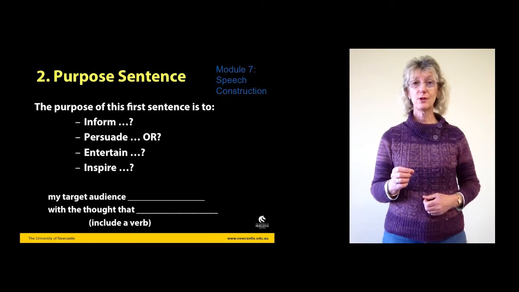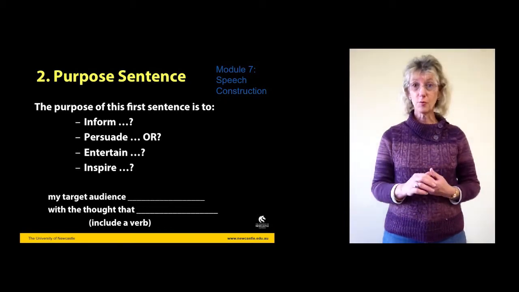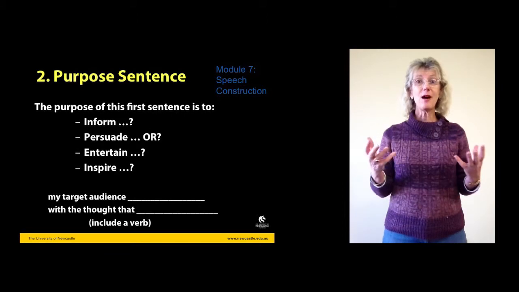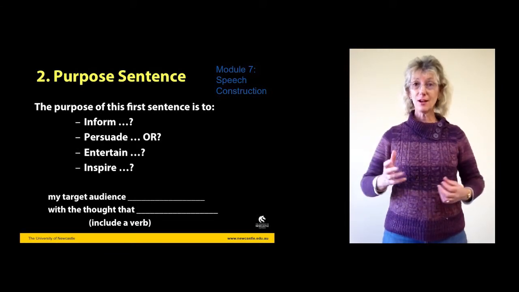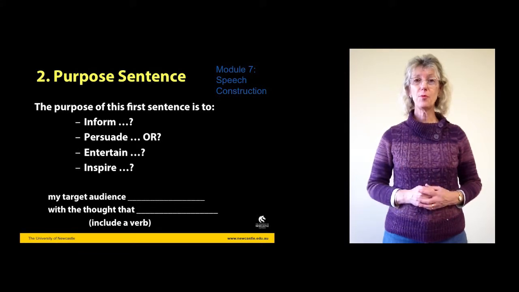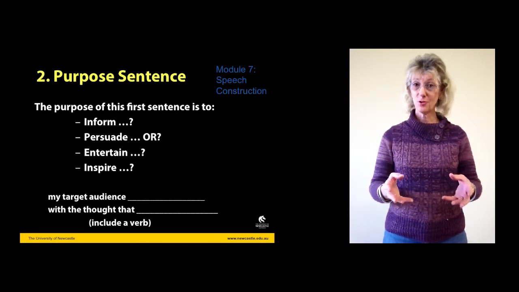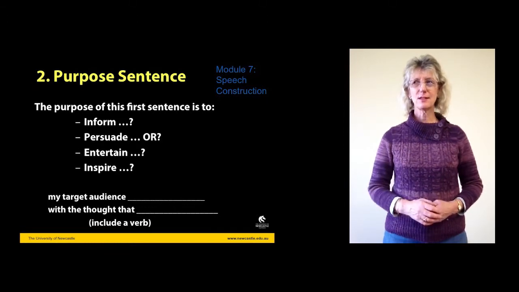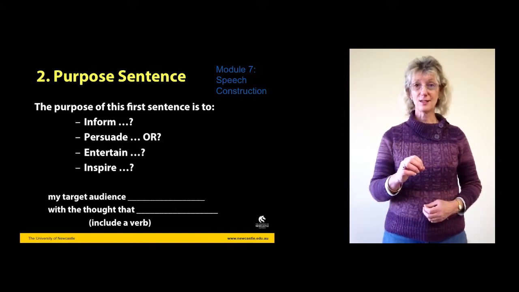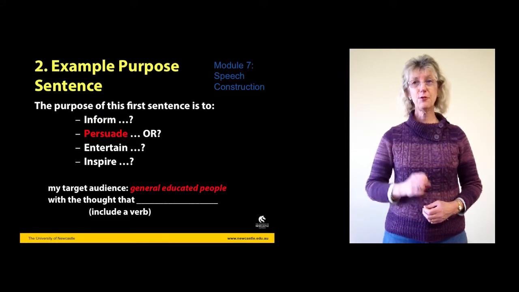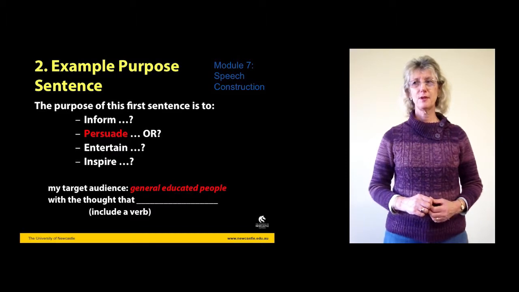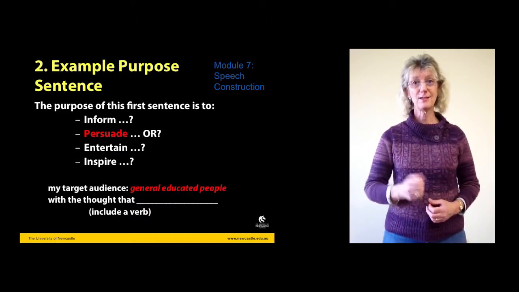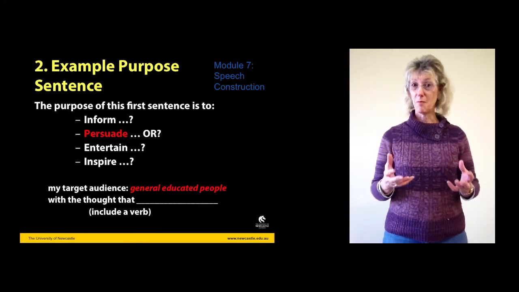Once you know who your target audience is, the next thing you need to do is decide what the purpose of your speech will be. Are you aiming to inform your audience or persuade them, or are you entertaining them or inspiring your audience? You need to know clearly in your mind which of these 4 purposes will be the purpose of your speech. Now, once you've decided the purpose of your speech, you need to put that in a sentence. For example, the purpose of my speech is to persuade the audience, to persuade my target audience.